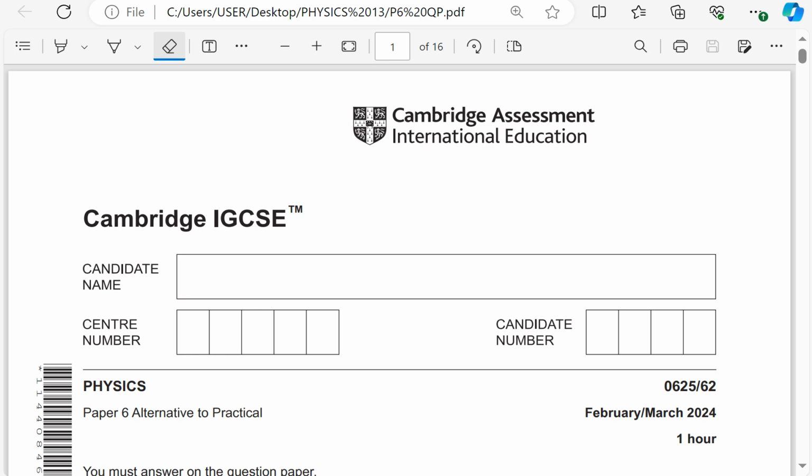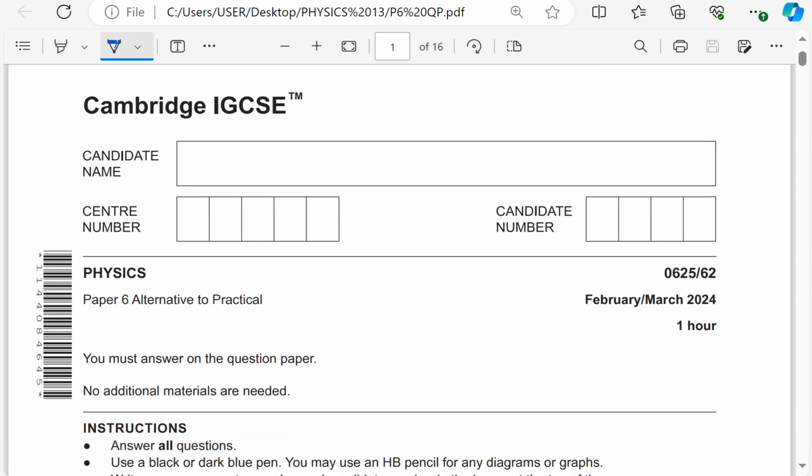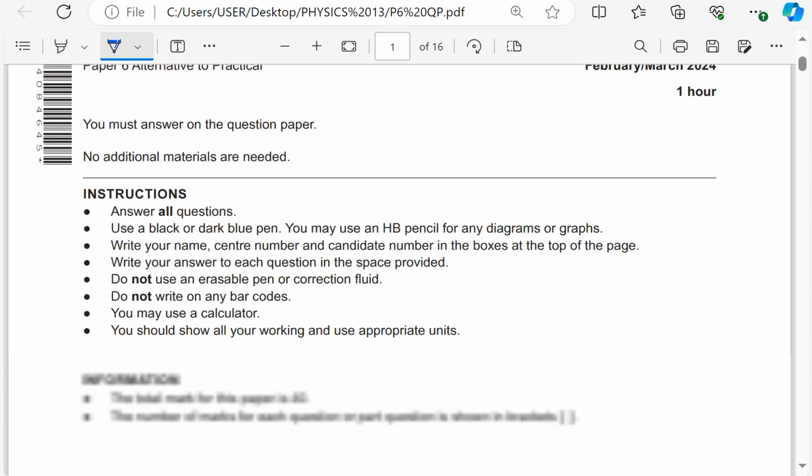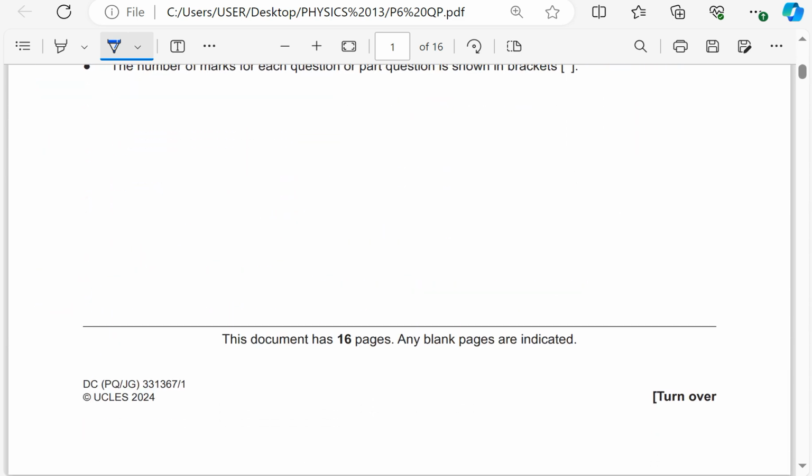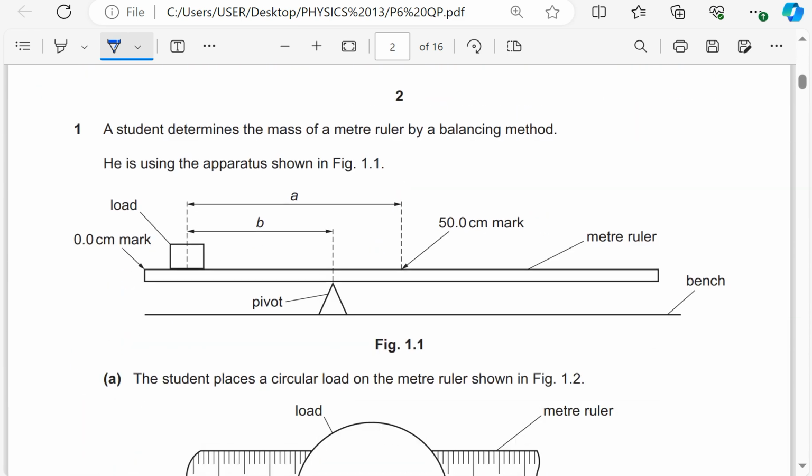So this is the February/March 2024 paper 6, especially for students in India. This paper will give you a guide to what you can expect in the upcoming exams in paper 6.